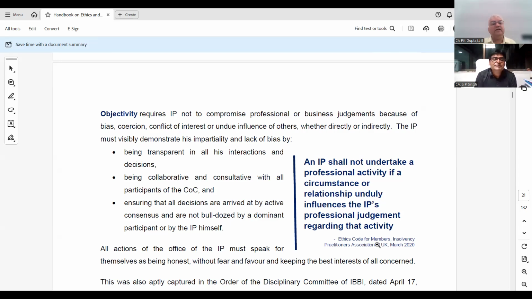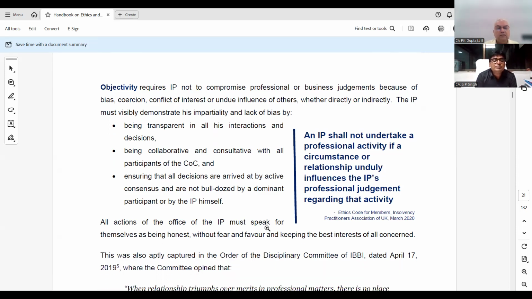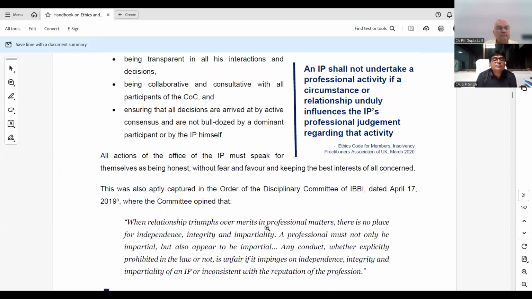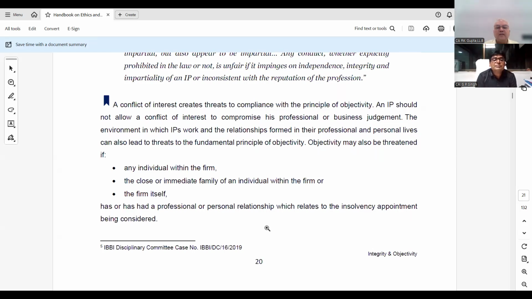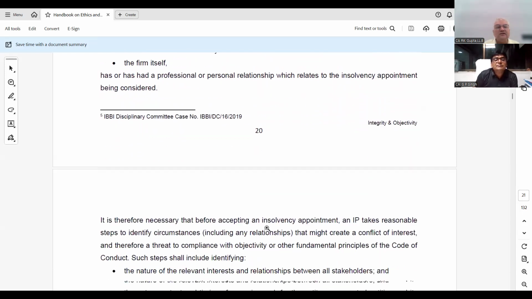Okay. So objectivity means being transparent in all his interactions and decisions, being collaborative and consultative, ensuring that all decisions are arrived at by active consensus and are not bulldozed by a dominant participant or by the IP himself. So objectivity should be there. So there should be no conflict of interest. Objectivity may also be threatened if any individual within the firm, the close or immediate family of an individual within the firm, or the firm itself has or had a professional or personal relationship which relates to the insolvency appointment being considered.